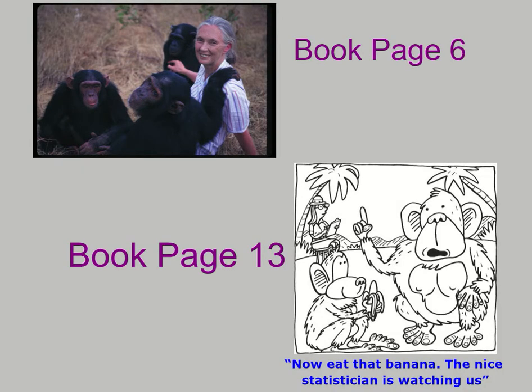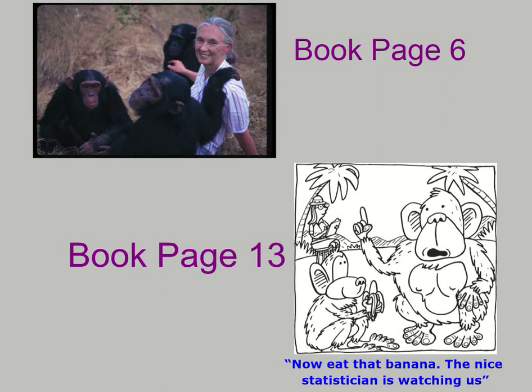So what I would like you to do now is pause the video in just a second and read on page 6 where it talks about observational studies. It goes a little bit on to page 7. And then once you finish that, flip to page 13 in your textbook and read about experiments. It starts at the top of page 13 and goes a little bit on to page 14, 3 more lines on 14. So pause the video now and take the time to read those pages.